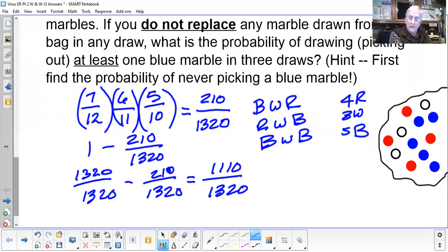Okay, so remember, the hint is the key to this problem. You first want to get the opposite. Once you've obtained the opposite, you subtract it from 1, and then you are able to determine what you're looking for. Okay, let's go on.